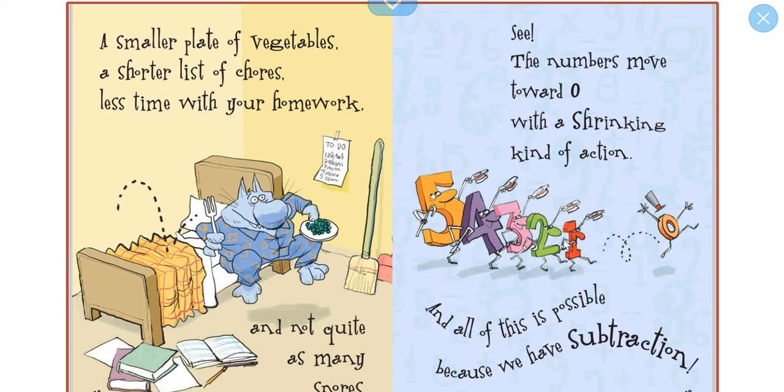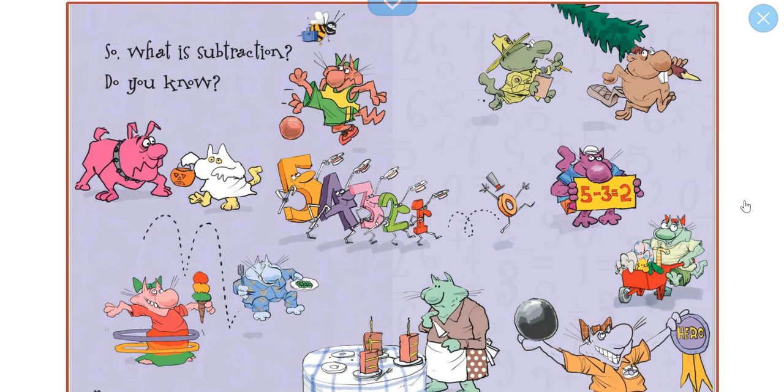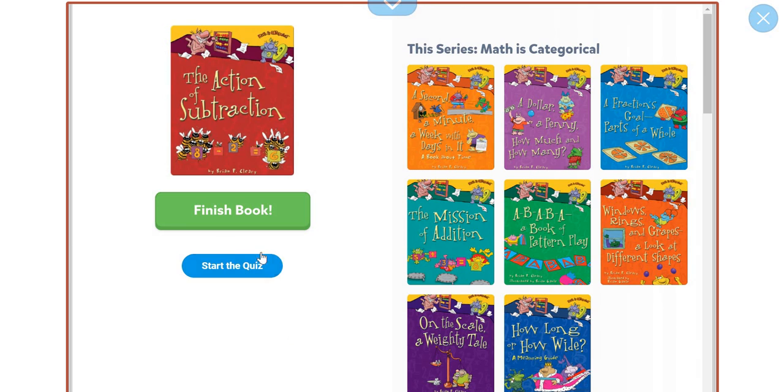5, 4, 3, 2, 1, 0. And all of this is possible because we have subtraction. So what is subtraction? Do you know? Awesome job. The action of subtraction.